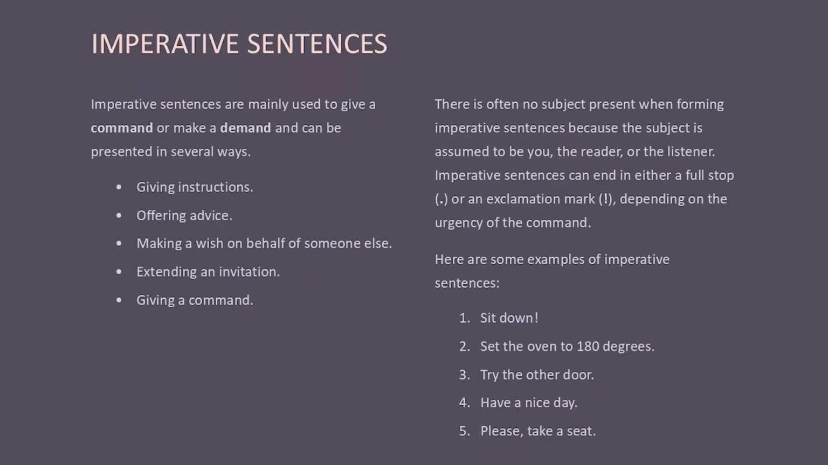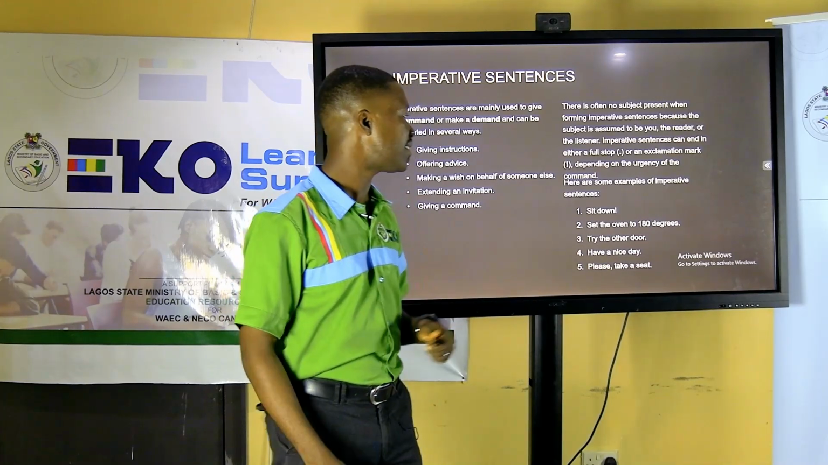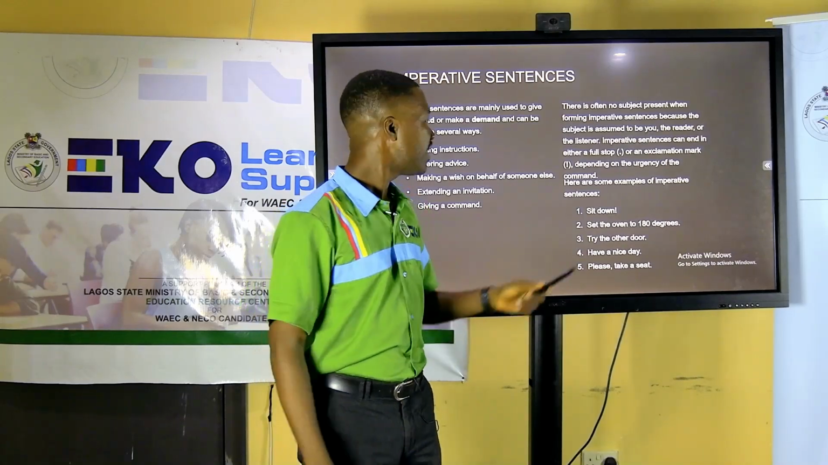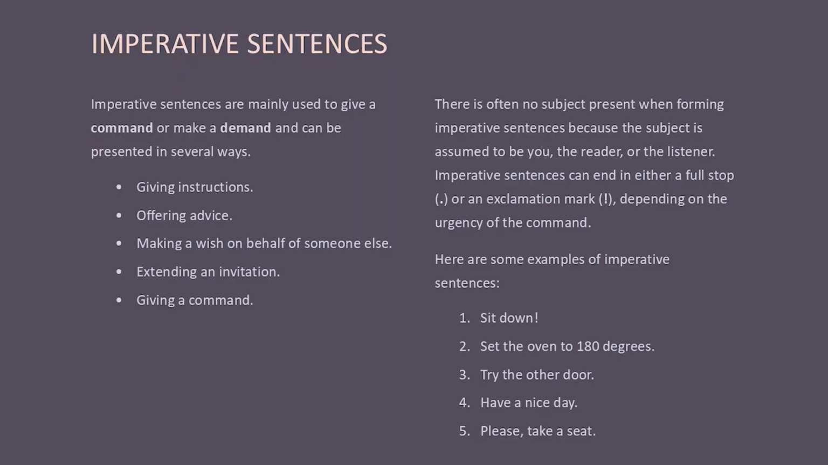Imperative sentence sometimes can end in a full stop. Sometimes it can also take an exclamation mark depending on the urgency of such commands. Let's look at some examples. Sit down. That's an example. Set the oven to 180 degrees. Try the other door. We can also have it in, have a nice day. Those are imperative sentences.